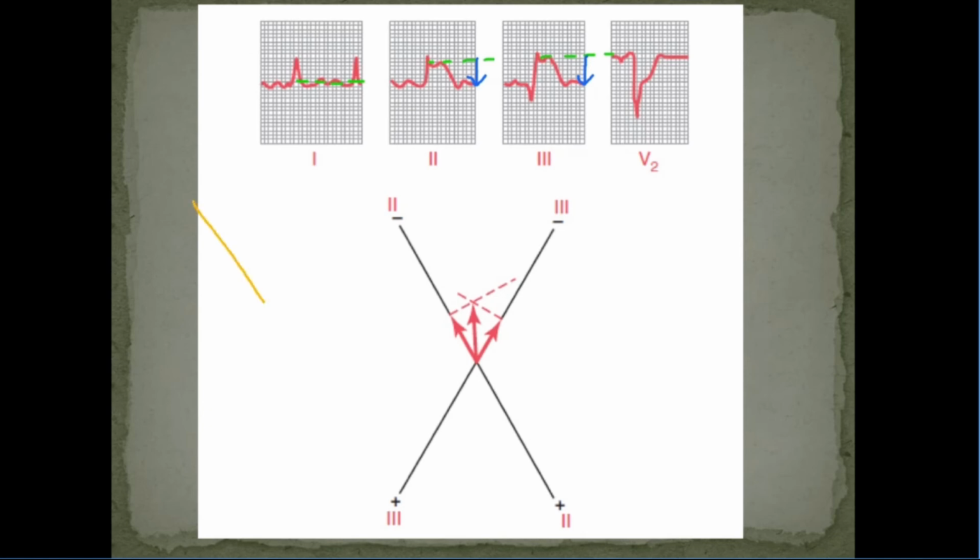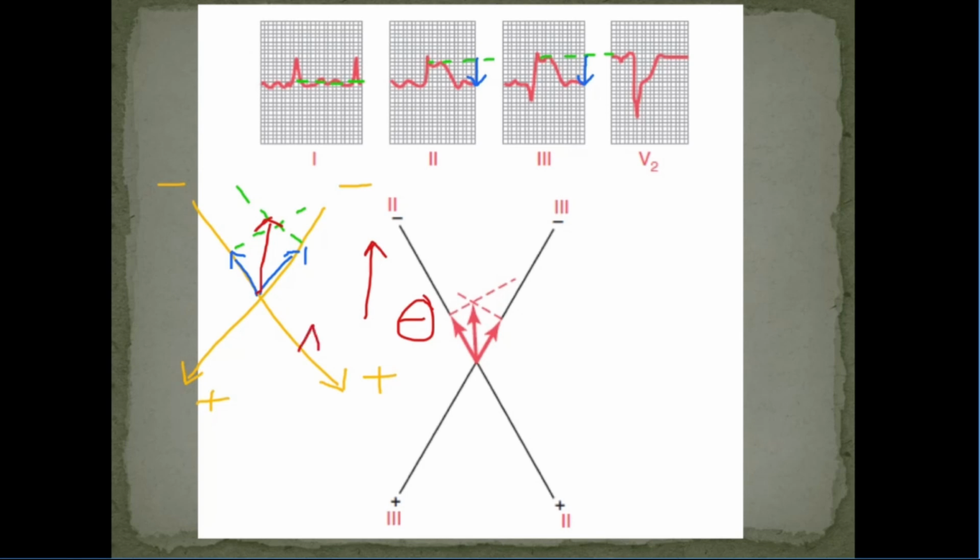The axis of lead 2 is 60 degrees and the axis of lead 3 is 120 degrees. Positive end, negative end, positive end and negative end. As we can see, both the vectors are negative. We have to plot in lead 2 a negative vector, and in lead 3 also a negative vector, and then draw a perpendicular line from the tip of each vector, and then find out the resultant vector. As we can see, this is our resultant vector and the negative end of this vector is facing downwards. So we can see this myocardial infarction is present in the apex of the ventricle.